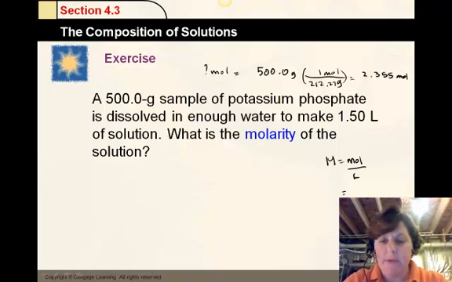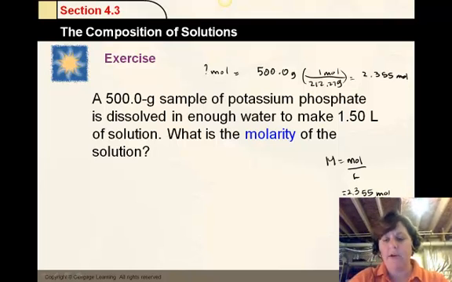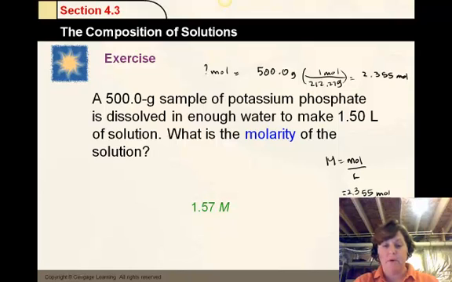So that means if I'm plugging into the formula, 2.355 moles divided by the volume. Luckily for us, 1.5 liters is perfectly good because that's the unit we would like for this, and when we do the math, we should get 1.57 molar.